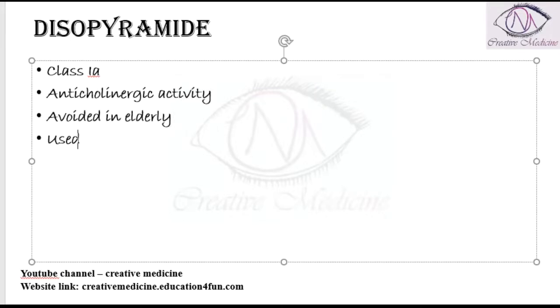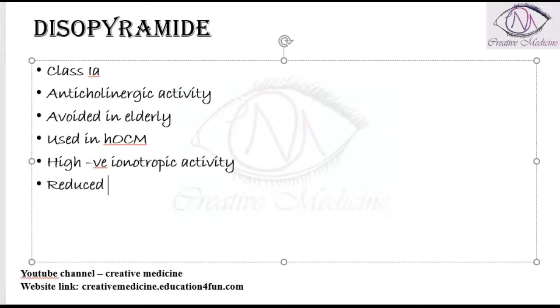It is also used in hypertrophic obstructive cardiomyopathy and it has high negative inotropic action. It has high negative inotropic activity and it is useful in reducing the muscle mass in the patients.